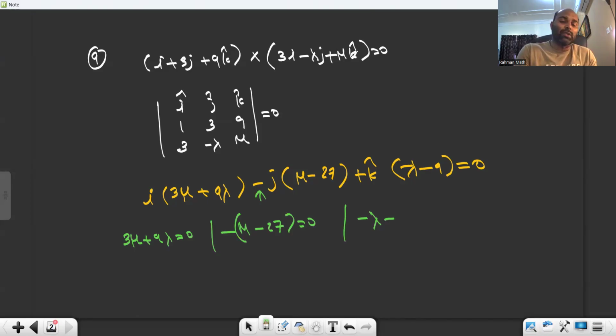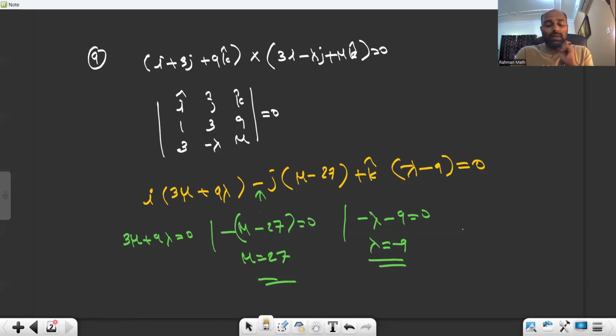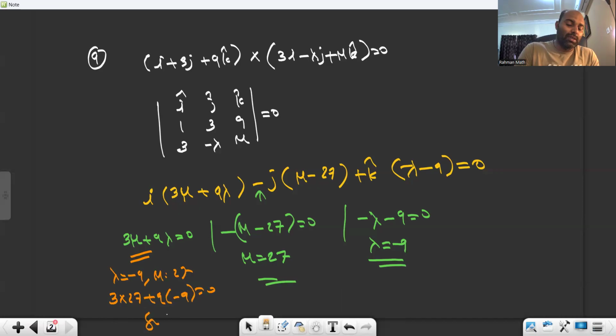Don't forget to equate all the terms. Here mu equals 27 and lambda equals minus 9. You got the answer, but this is not fixed. You have to make sure it is satisfying the first equation. Even in 3D, when we found the point of intersection, we checked whether it satisfies. So put lambda equal to minus 9 and mu equal to 27: 3 into 27 plus 9 into minus 9 equals 0. Satisfied. If it is not satisfying, we say there is no solution. I hope everyone understood how we did this.